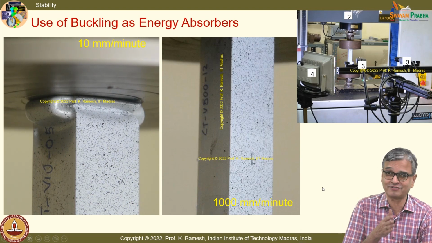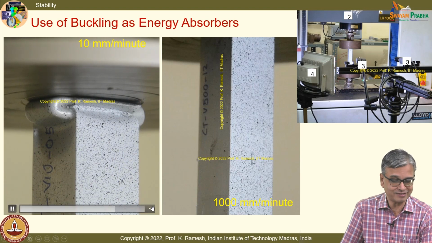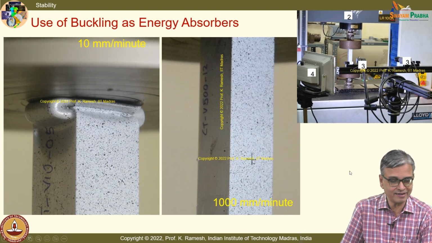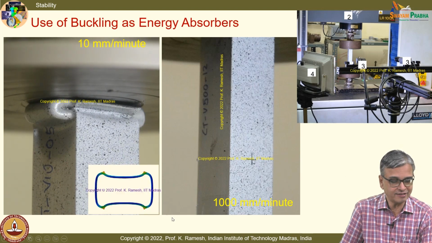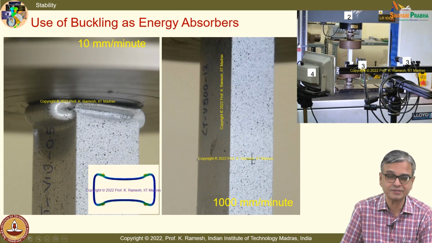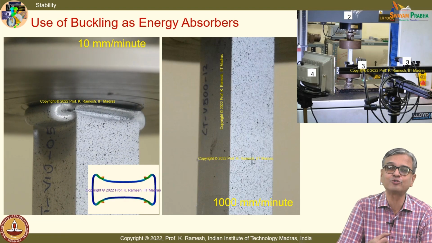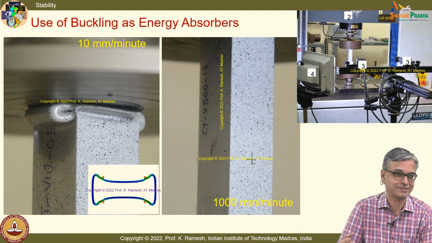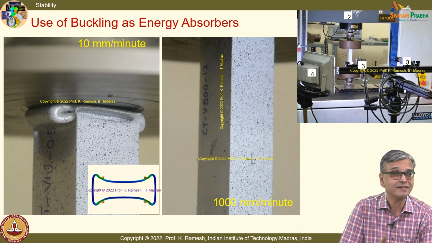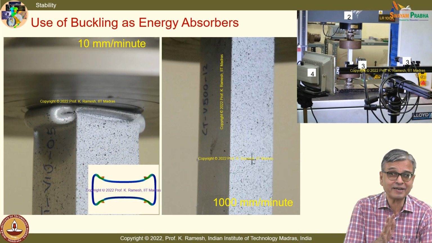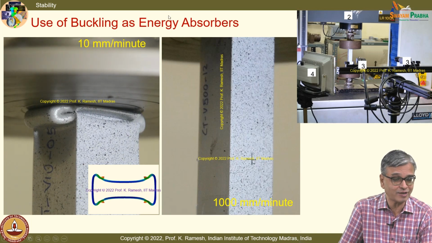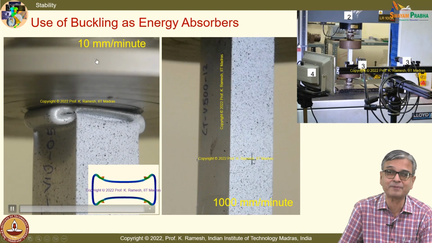And you should guess from this experimental setup, I have two cameras, and that is the reason why I brought this. I want to sensitize you that you have this, and I also have another way of looking at it. This is from the numerical work, which shows how the square tube has buckled, and this is plastic buckling. See, material has not separated, and this is happening at 10 millimeter per minute.